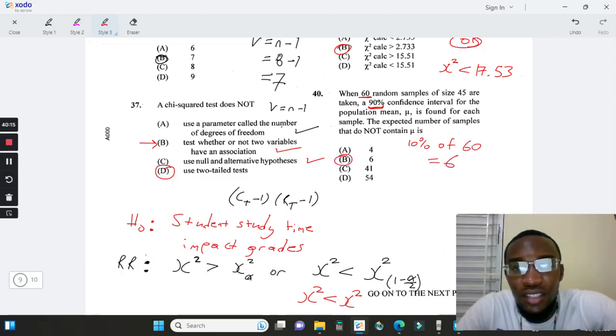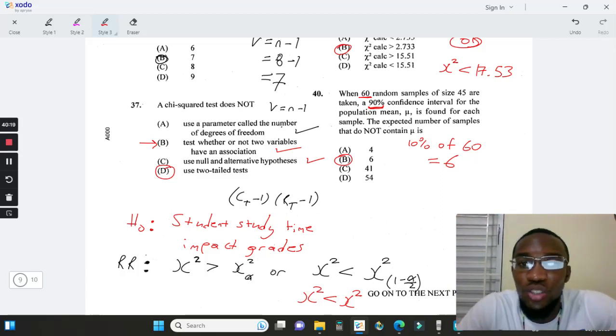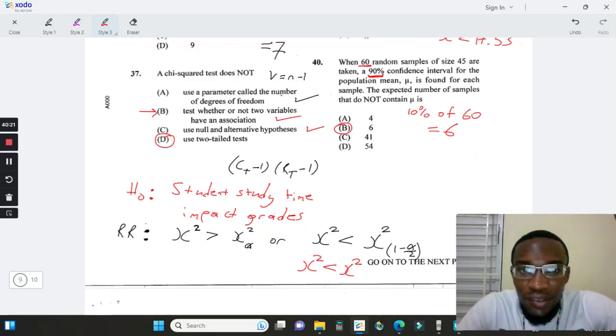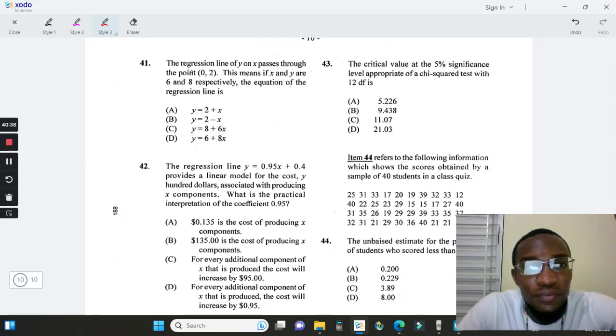So 6 is expected to not be inside of that because we're 90% confident. That's easy. Now it says the linear regression line of y on x passes through the point 0, 6. If x and y are 6 and 8 respectively, we pass through 0, 2.